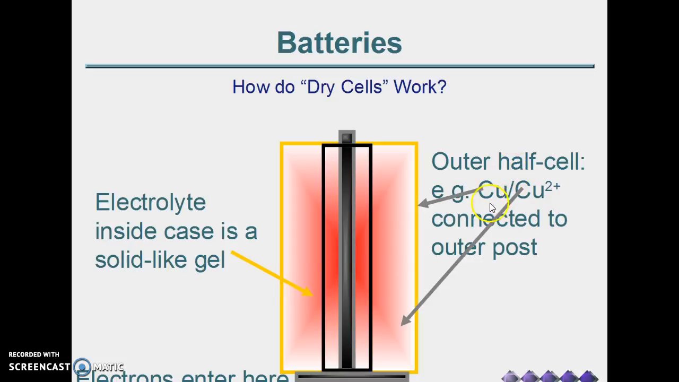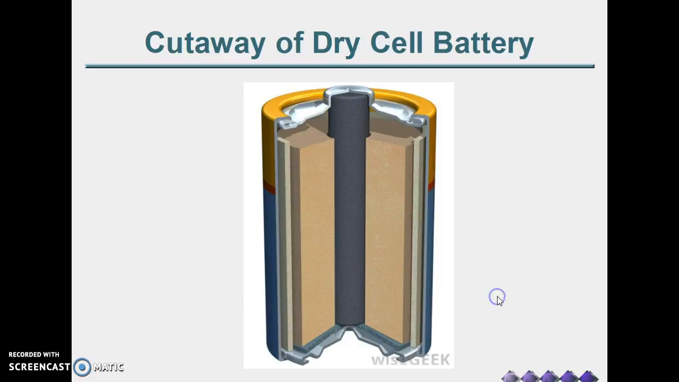The outer half cell could be, say, a copper top, where you have copper with respect to copper 2+ ions inside. That's connected to the outer post. Here's a cutaway of a dry cell battery. And that's our little talk about electrochemical cells.